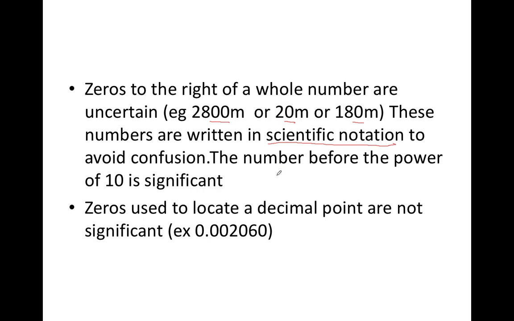The number before the power of 10 is significant. So if this number had 4 significant digits, then it would be written as 2.800 times 10 to the 3. Zeros used to locate a decimal point are not significant. So this 0, and this 0 are not significant.